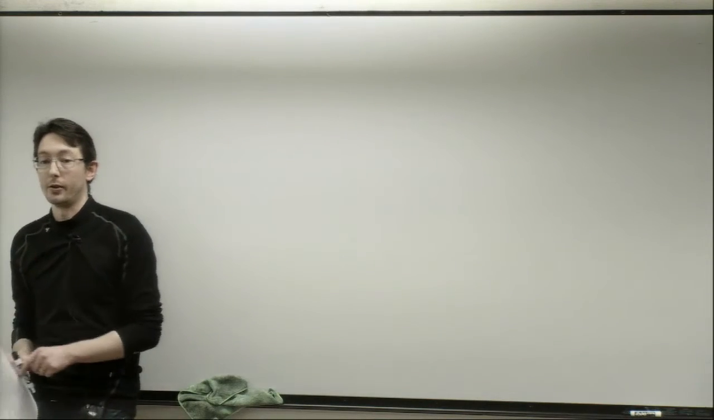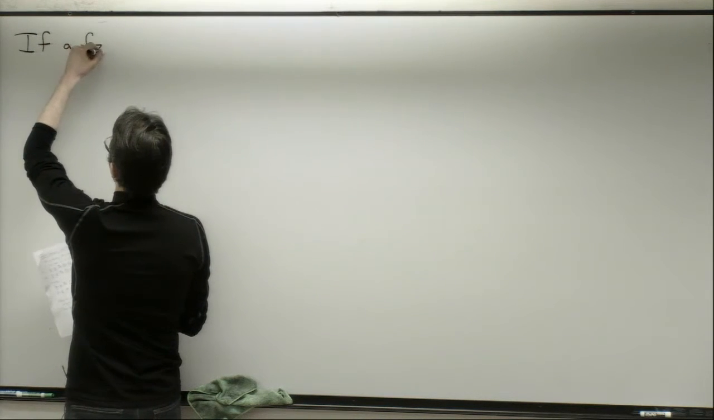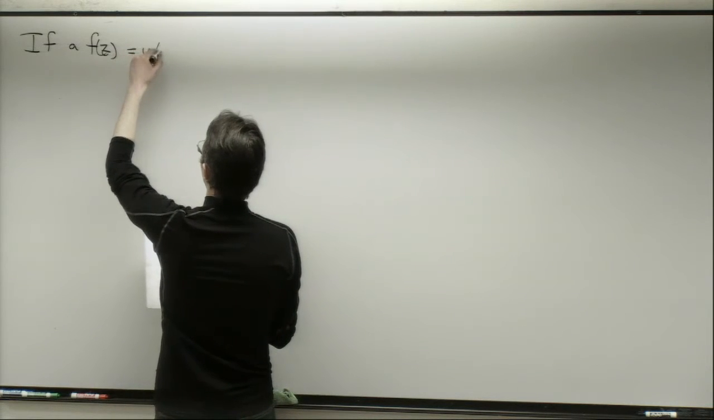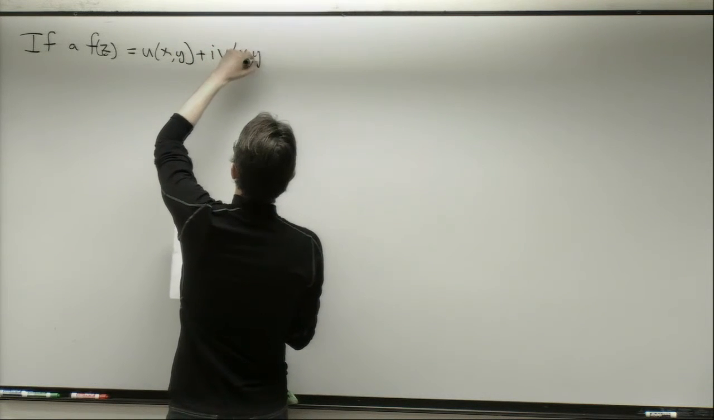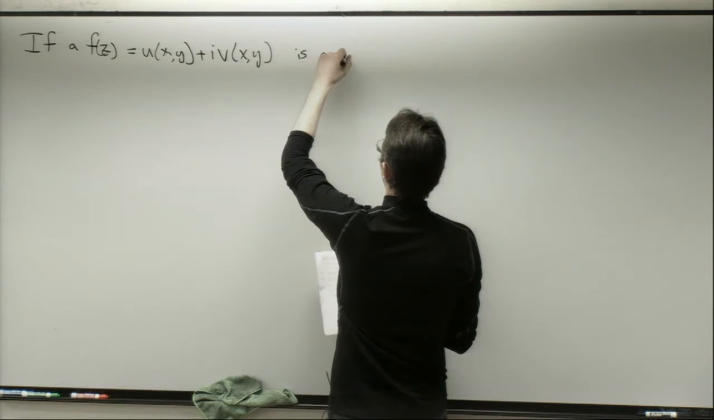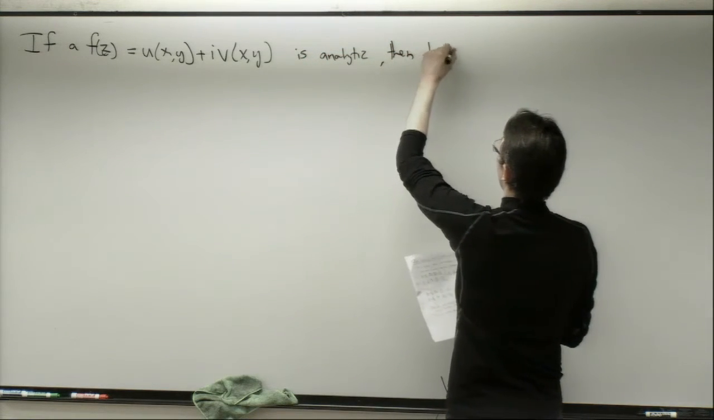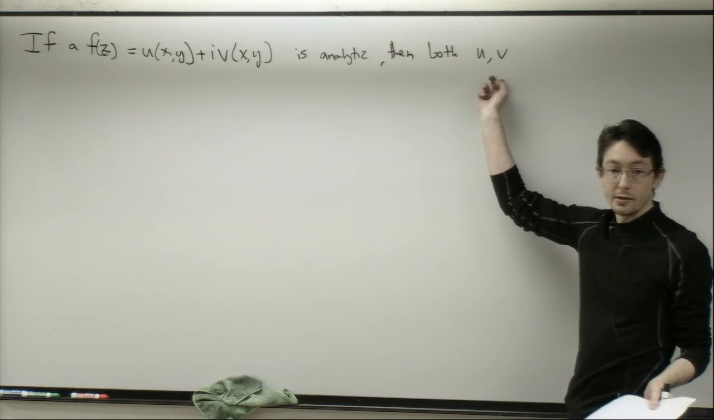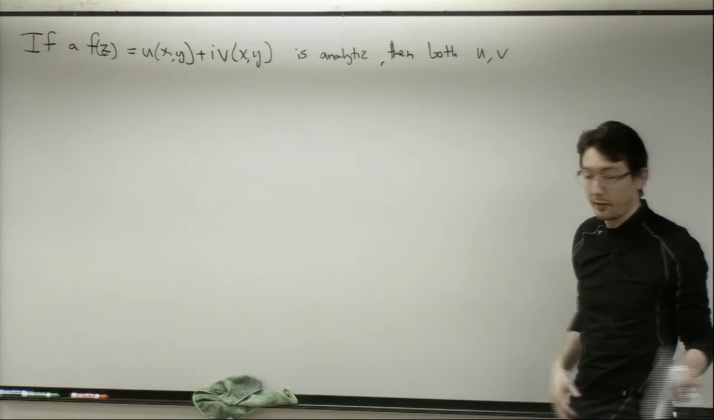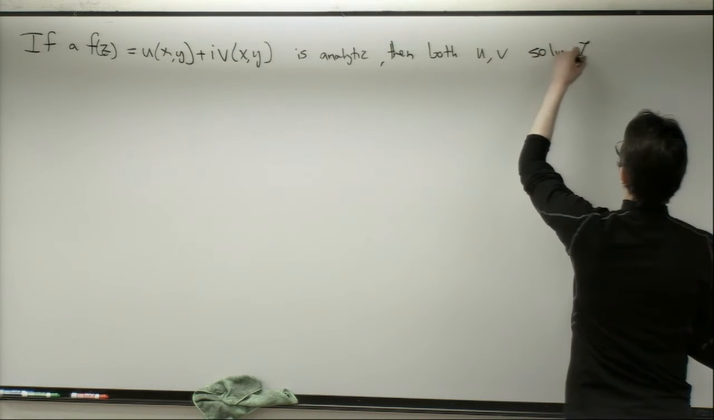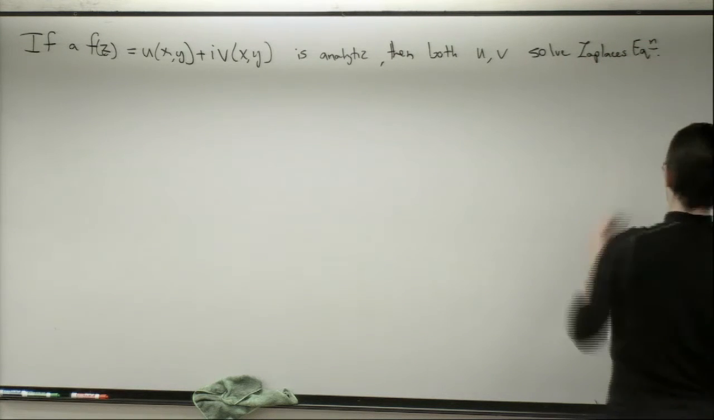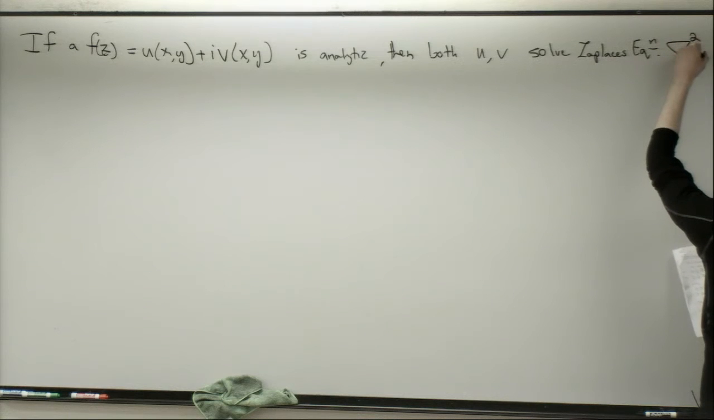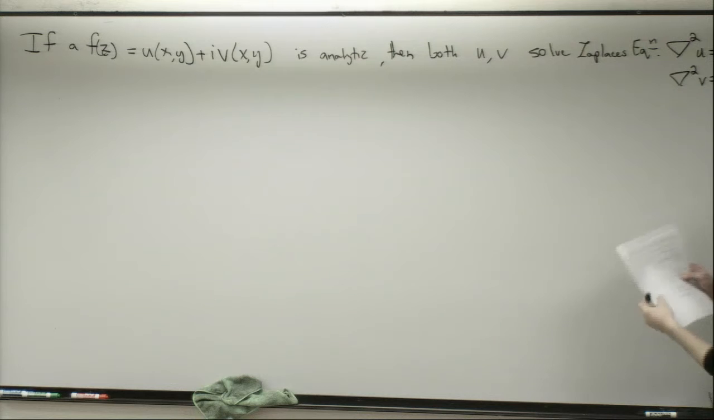One of the really neat properties of analytic functions is that if a function is analytic, then it is a solution of Laplace's equation. Do you remember what Laplace's equation is? Let me write this down. If a function f of z equals u of x, y plus i v of x, y is analytic, then both u and v, which are real valued functions, solve Laplace's equation. Laplace's equation is grad squared u equals 0, grad squared v equals 0. This is called the Laplacian operator.